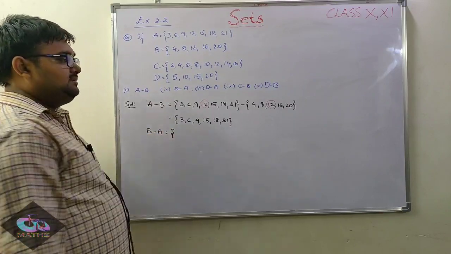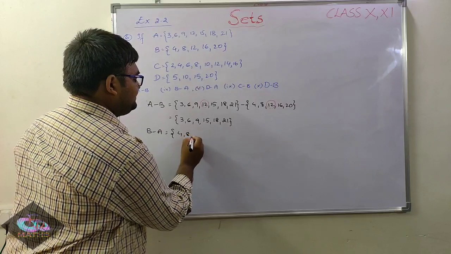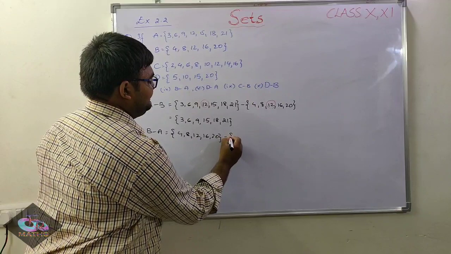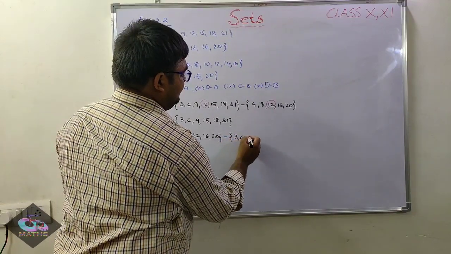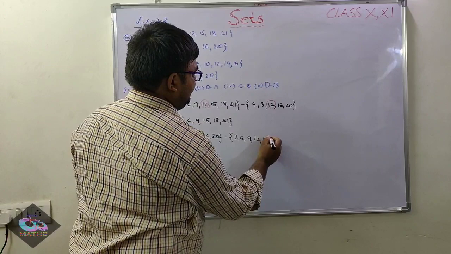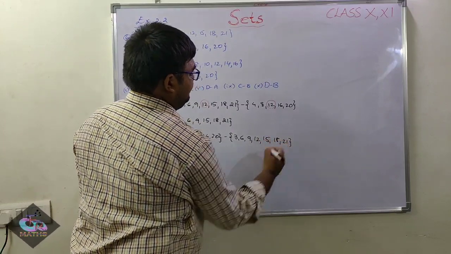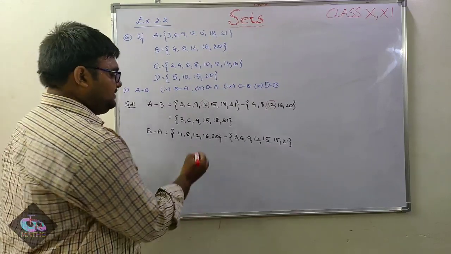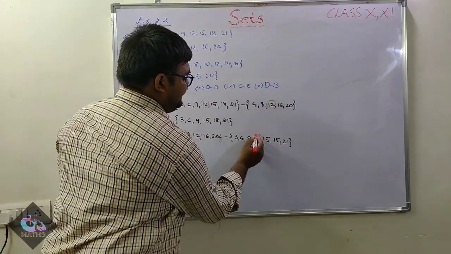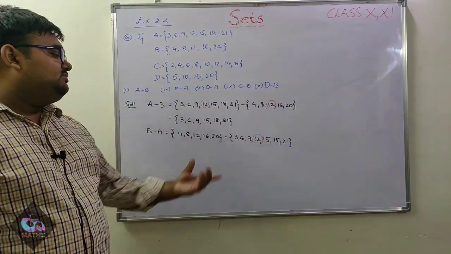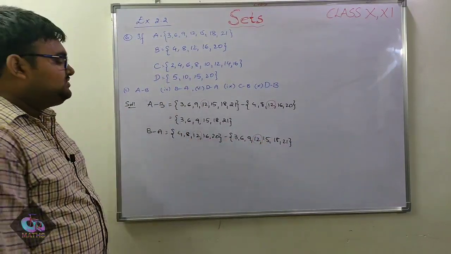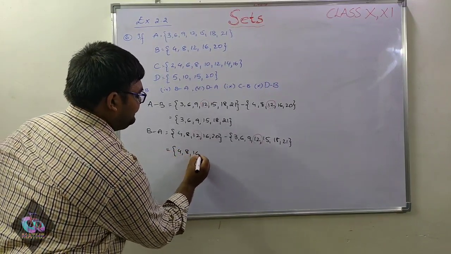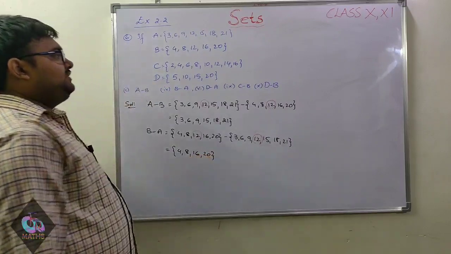B minus A means the B set will be written first: 4, 8, 12, 16, 20, minus set A, which is 3, 6, 9, 12, 15, 18 and 21. Now here also we take the common terms first. The common term is 12. So other than 12, whatever remains of the first set will be the answer. So the answer is 4, 8, 16 and 20.